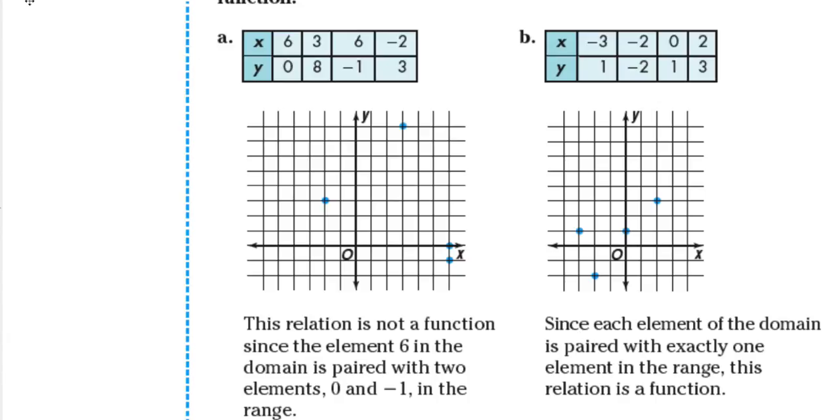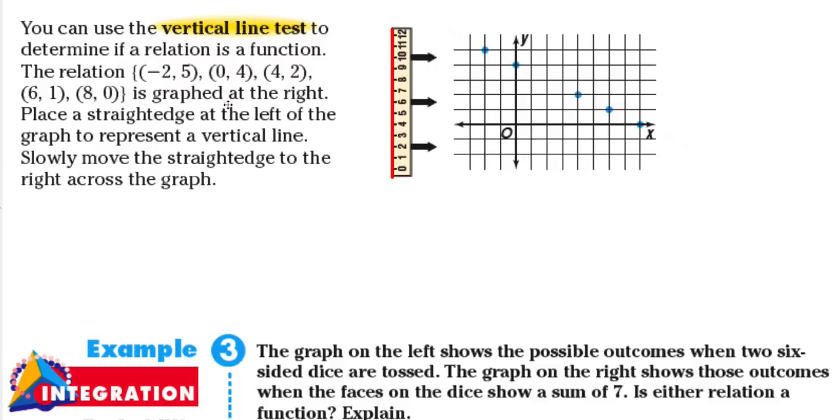We can also determine whether a relation is a function or not by using what we call the vertical line test. So you can use the vertical line test to determine if a relation is a function. Let's take a look at this relation: (-2, 5), (0, 4), (4, 2), (6, 1), (8, 0). It is graphed to the right. We want to place a straight edge at the left of the graph to represent the vertical line. Slowly move the straight edge to the right across the graph.